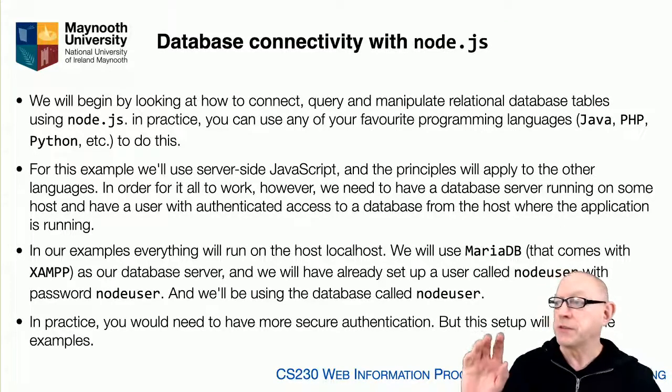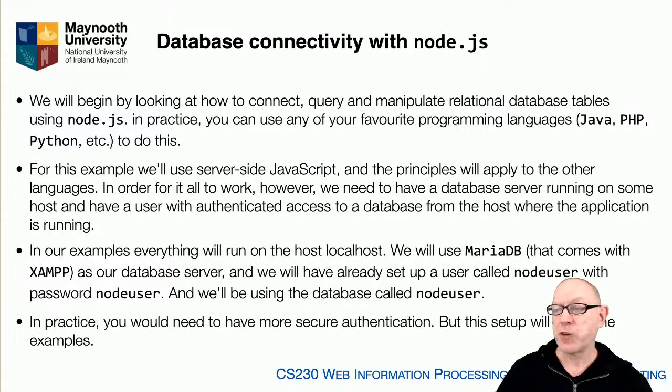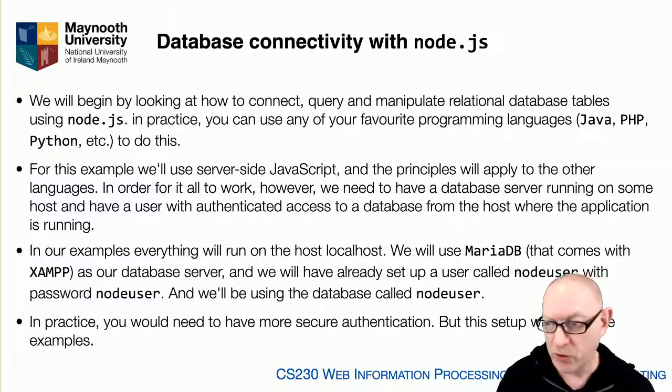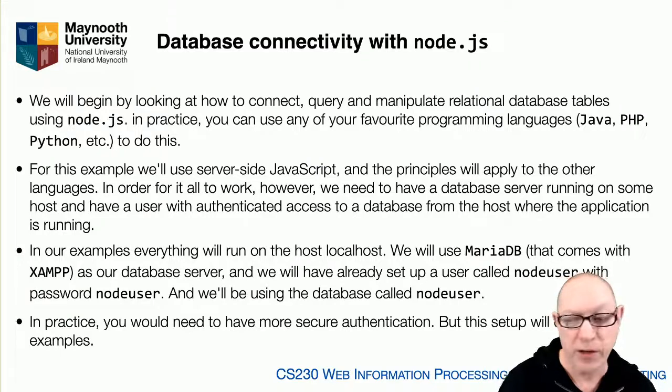The first thing we're going to look at is how to connect, query, and manipulate relational database tables using Node.js. In practice, you can use any of your favorite programming languages: Java, PHP, Python, it doesn't matter. For the example I'm going to look at, we're going to use server-side JavaScript, and the principles apply to all other languages. For it all to work, we need a database server running on some host and a user with authenticated access to a database on the host when the application is running.